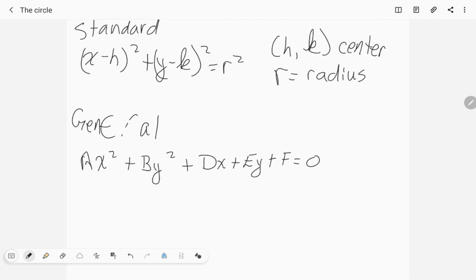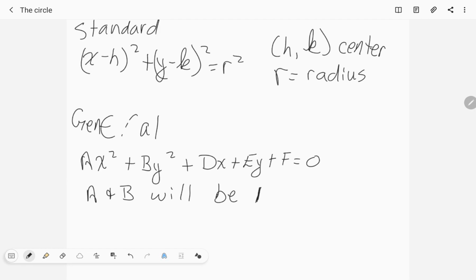If this general form is representing a circle, A and B will both be 1. So general form could be something like 4x squared plus 3y squared minus 2x plus 6y minus 4 equals 0. But if it's a circle, it will just be x squared plus y squared, then like minus 2x plus 6y minus 4. The x squared and the y squared will both have a 1 in front of them if it's a circle.